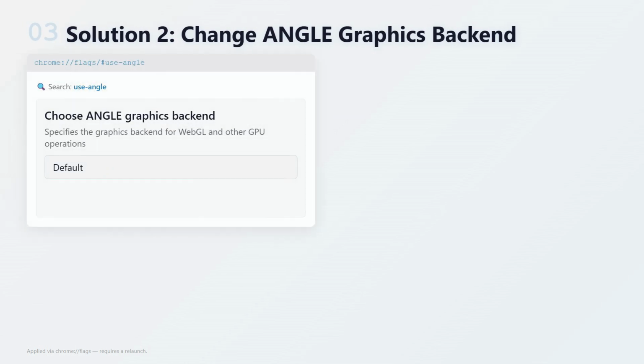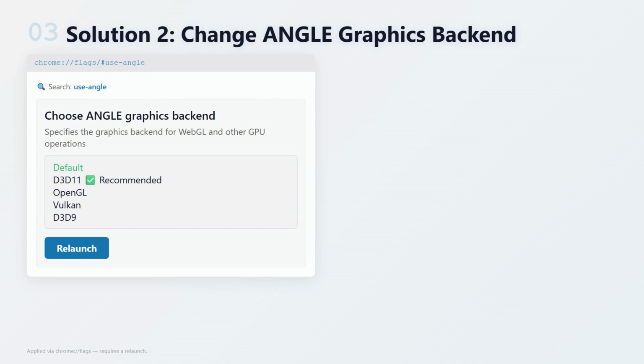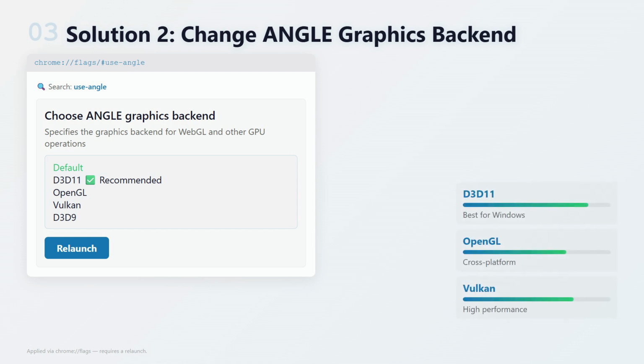Solution 2. Change the ANGLE graphics backend. Type chrome://flags, then search for "use angle". Switch the backend to D3D11, which is recommended for Windows. You can also try OpenGL or Vulkan if needed. Click Relaunch and test your browsing.